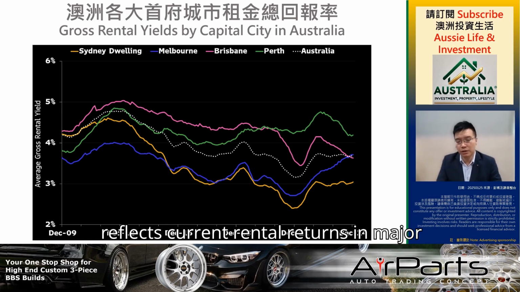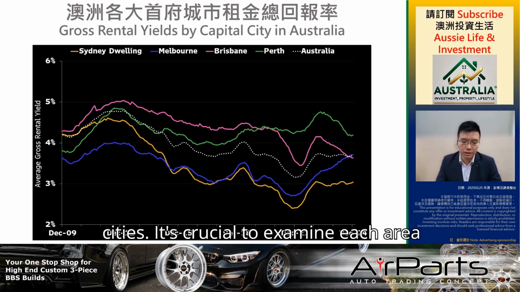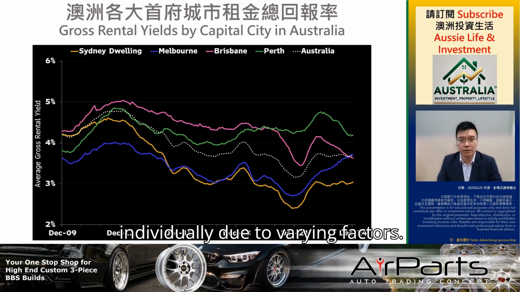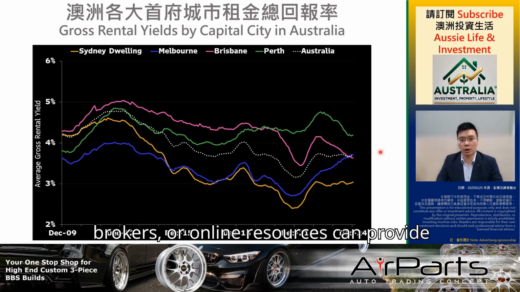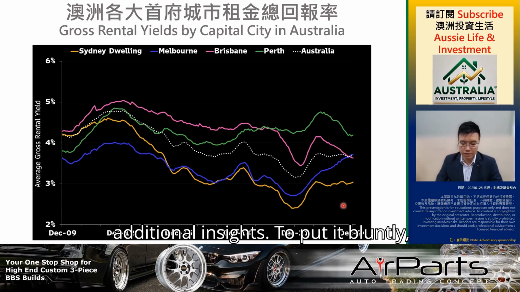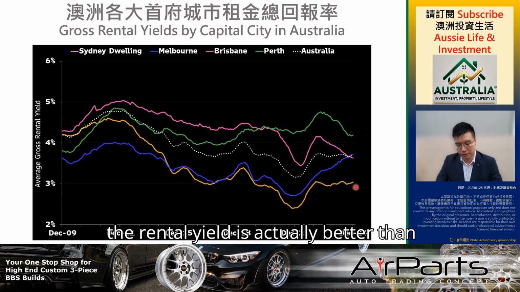This data reflects current rental returns in major cities. It's crucial to examine each area individually due to varying factors. Consulting property agents, mortgage brokers, or online resources can provide additional insights. To put it bluntly, the rental yield is actually better than it was in 2022.